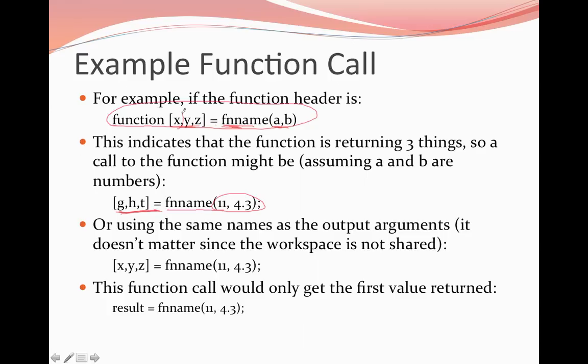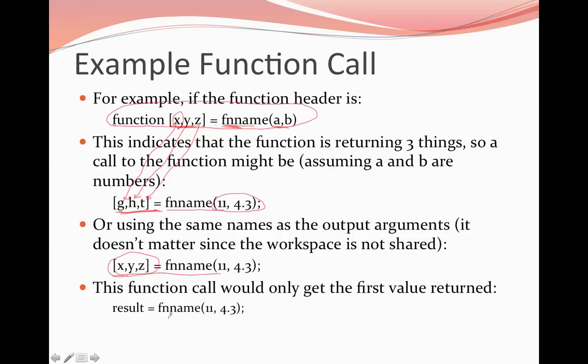So the value that the function returns in X goes to G. Y, the second value returned from the function, goes to H. And the value of Z gets stored in T. So again, since the function is returning three values, we have three variables to actually capture and store all of those values. Or in the assignment statement, when we call the function, we could use the same names as the output arguments. Doesn't make any difference since the workspace isn't shared. So we could call them the same names as the output arguments, or we could call them different names.